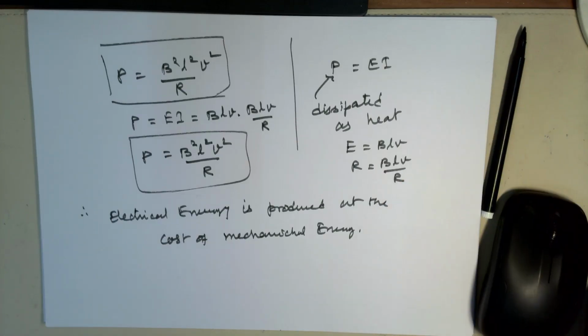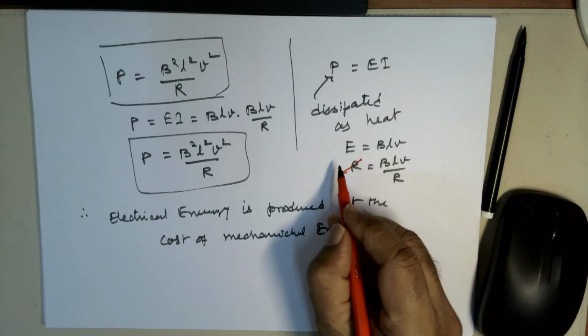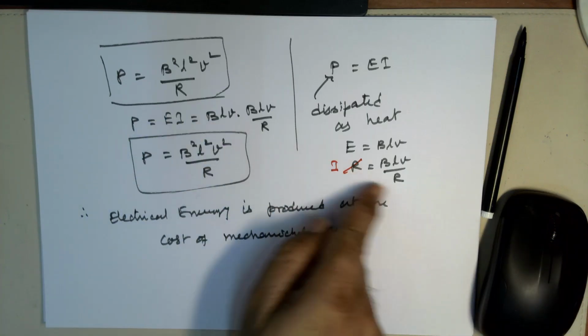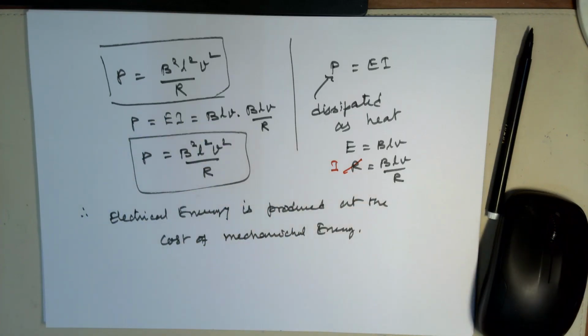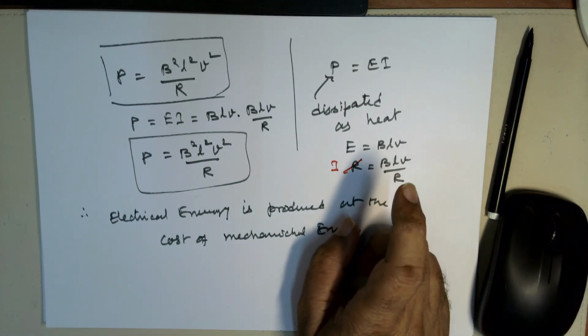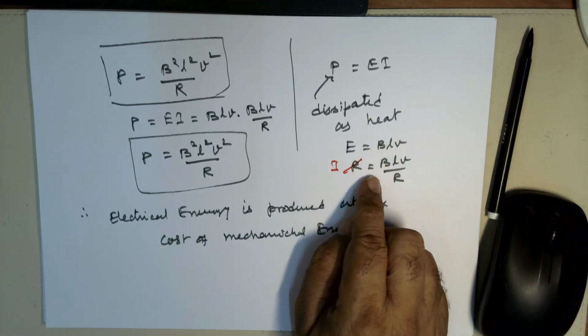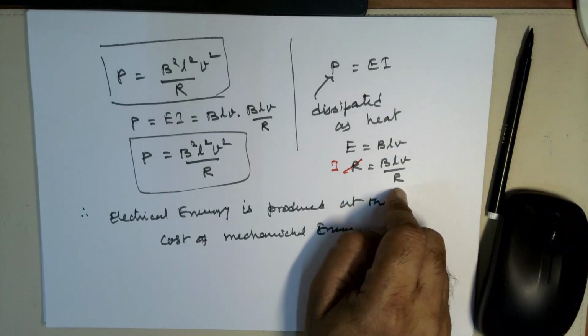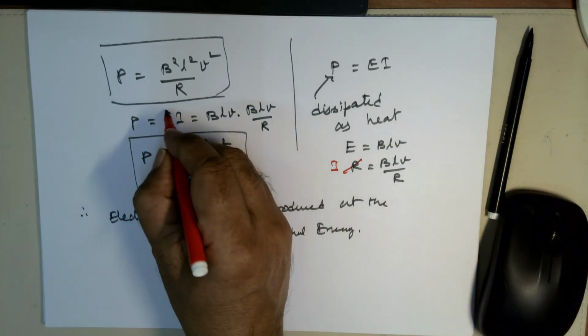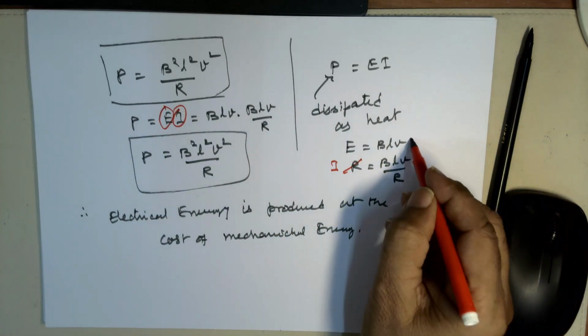This should be called I. Okay, so that we can substitute here. So I have wrongly given here. This is not R, this is I. So I is equal to BLV by R. So that you can substitute E and I. Okay.